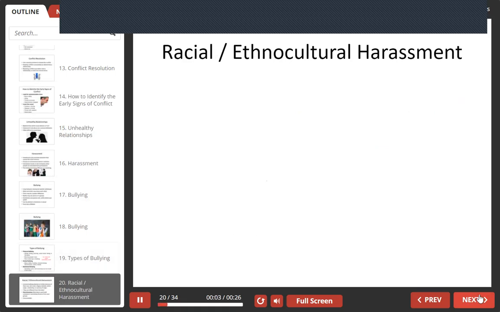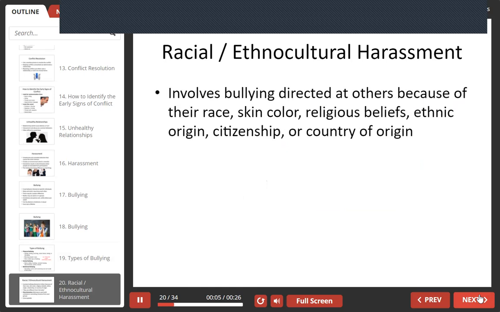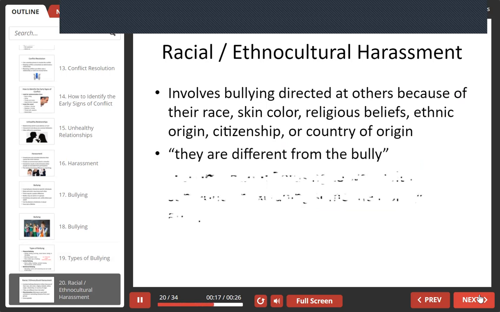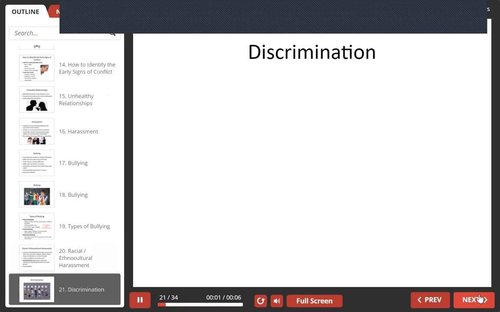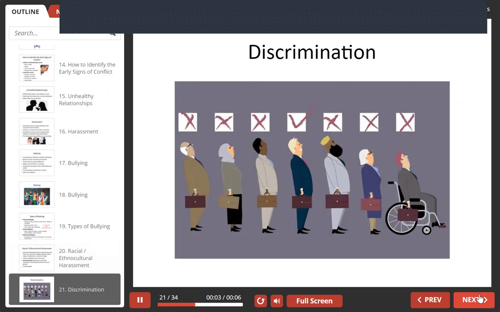Racial and ethnocultural harassment involves bullying directed at others because of their race, skin color, religious beliefs, ethnic origin, citizenship, or country of origin. They are different from the bully, essentially, and discrimination is defined as refusing to work with someone or excluding someone from your groups due to their background. It is unacceptable. Here's a picture depicting discrimination.